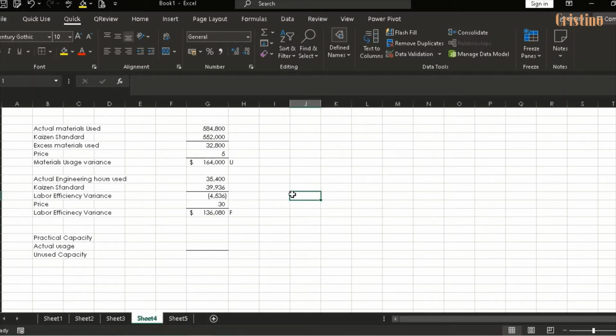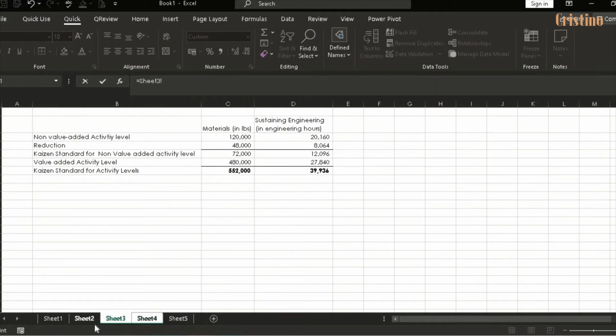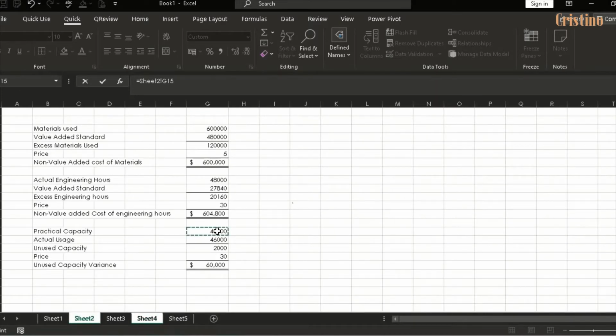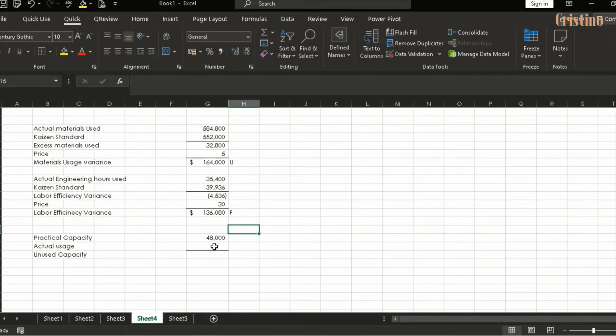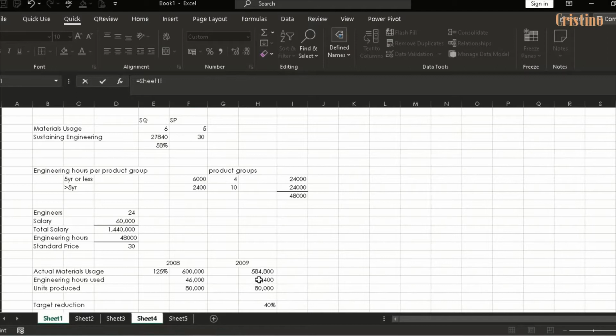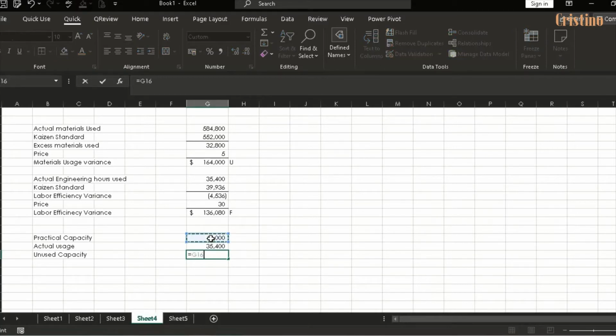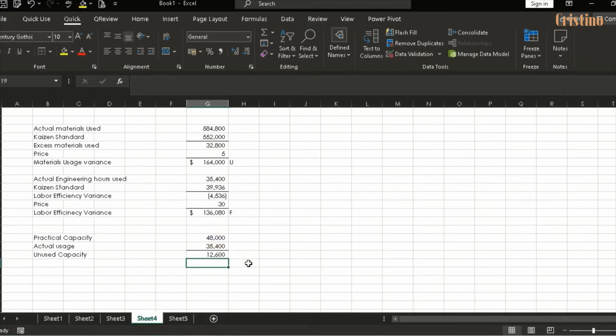Now we are going to calculate for the unused capacity for the sustaining engineering. The practical capacity for the sustaining engineering is equal to 48,000. For 2009, the actual usage is equal to 35,400. By deducting the actual usage from the practical capacity, we're going to get the unused capacity of 12,600.